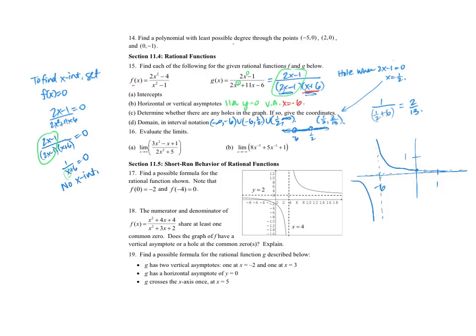Next one, I want to evaluate the limit. So this is, again, the limit as x goes to infinity of that thing. For this, I'm going to look at the highest power of x on top and bottom. I see that they're equal, so I look at the coefficients. So this is 3/2.